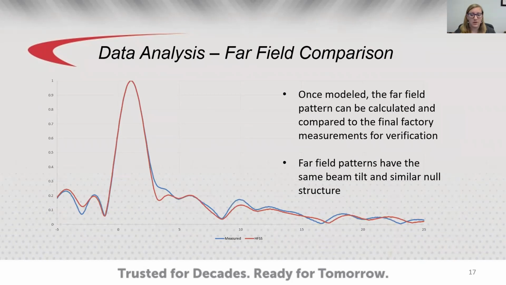Once an antenna has been modeled, the far field elevation pattern is calculated and compared to final factory measurements for the antenna, as shown here. The factory measured far field elevation pattern is shown in blue, while the HFSS far field elevation pattern is shown in red. The beam tilt is consistent between the two patterns, and the null structure is similar. This validates the functionality of the HFSS model.